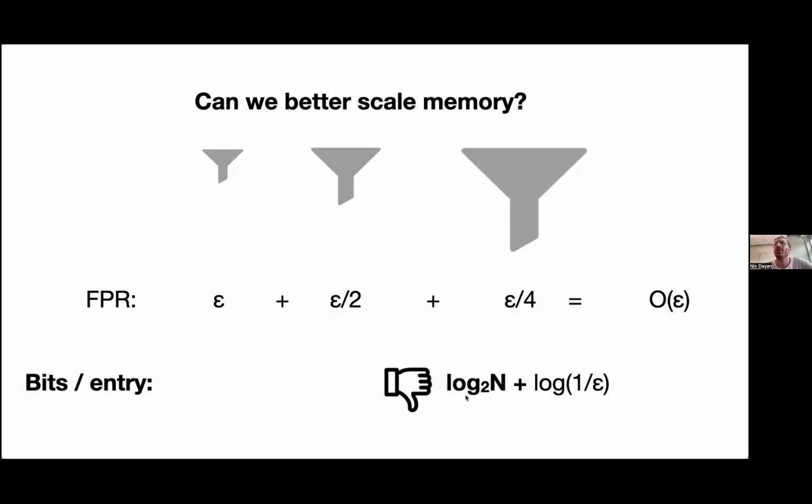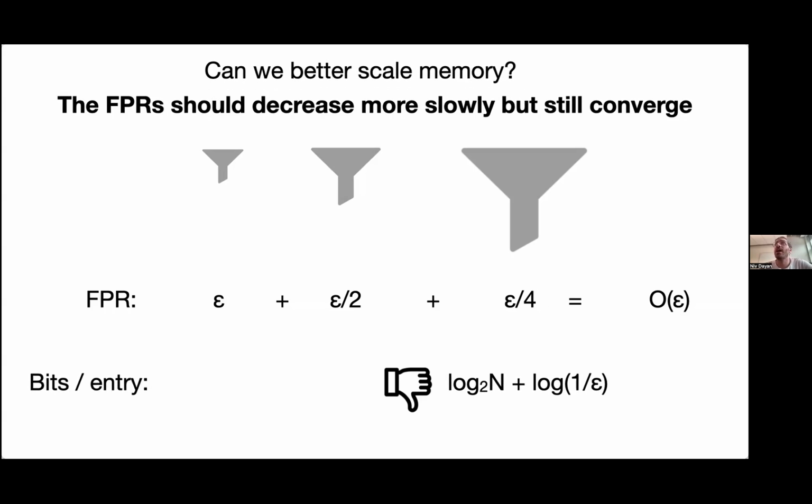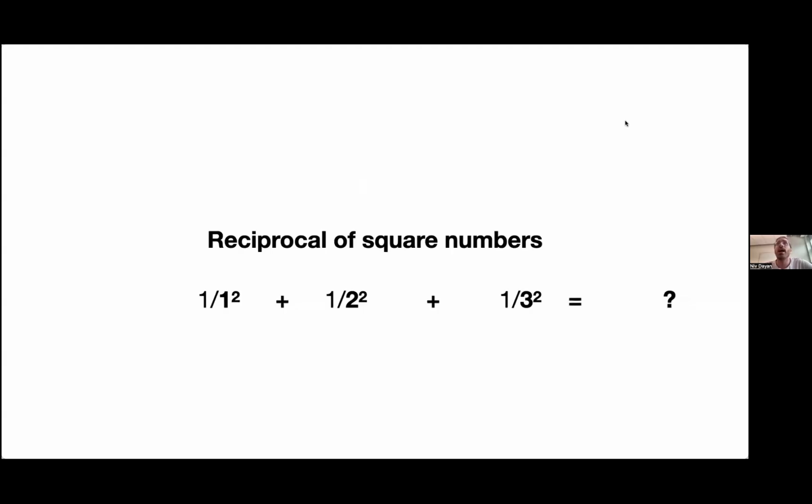Okay, so that's not great, and we want to ask, can we stabilize the false positive rate using a better memory footprint? Ideally the false positive rates should decrease more slowly but still converge. And happily for us, we can actually still do that. It was kind of surprising for me when I found out that this is possible. But what you can do is actually get the false positive rates to decrease polynomially according to the following series.